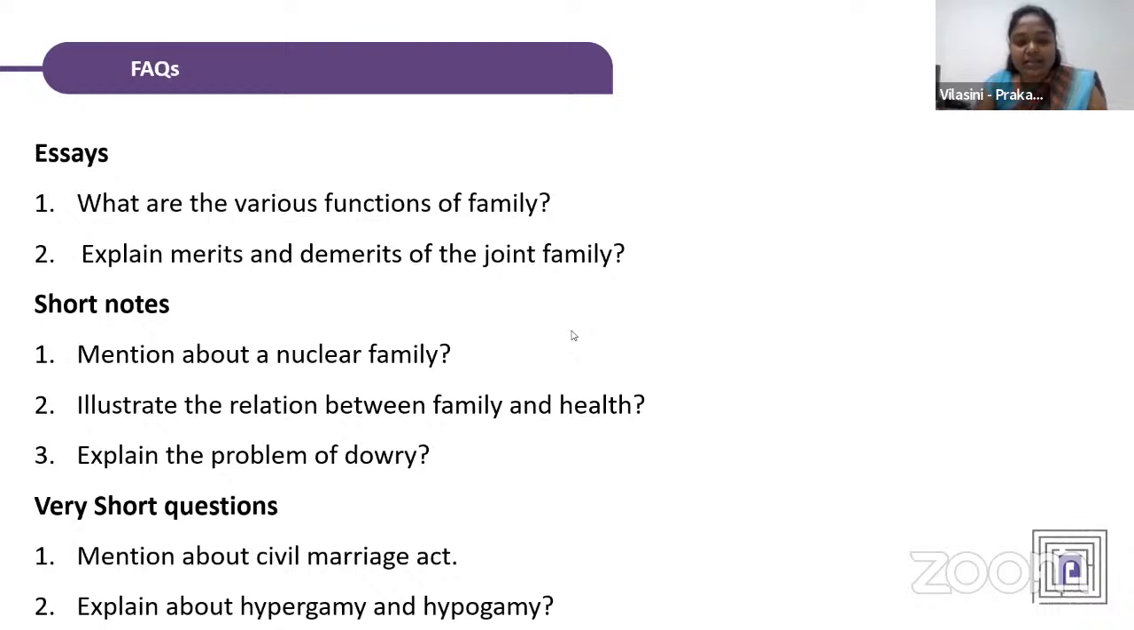Then coming to the short notes, mention nuclear family. Here you can write the definition of nuclear family, and you can just write about the family members present in it. And then next, relationship between family and health. So how family will influence the health depending upon the type of family, for example joint family or nuclear family. Next, explain the problem of dowry, that is the disadvantages or demerits of dowry. Then, very short, mention the civil marriage.